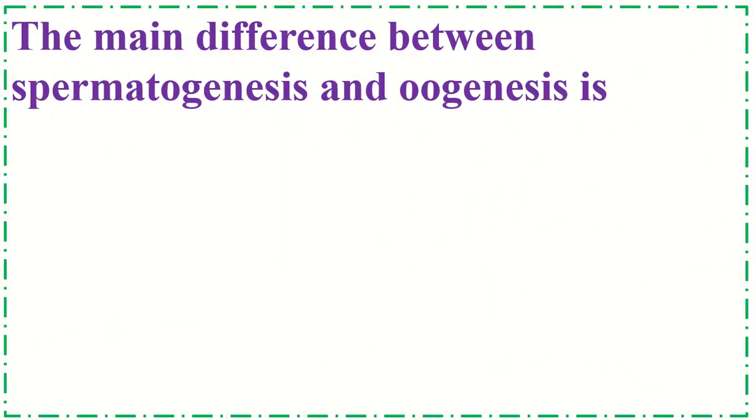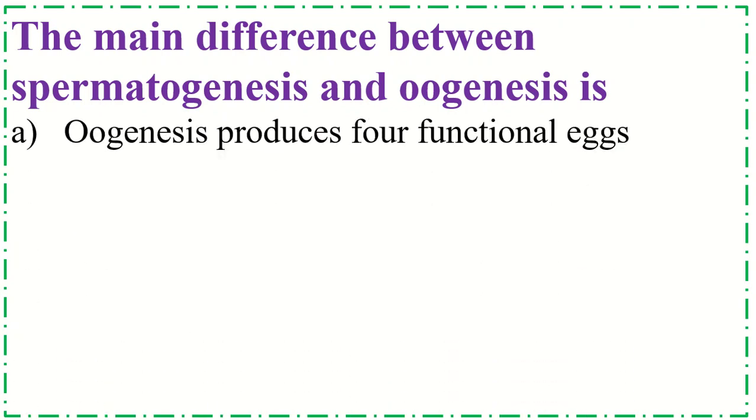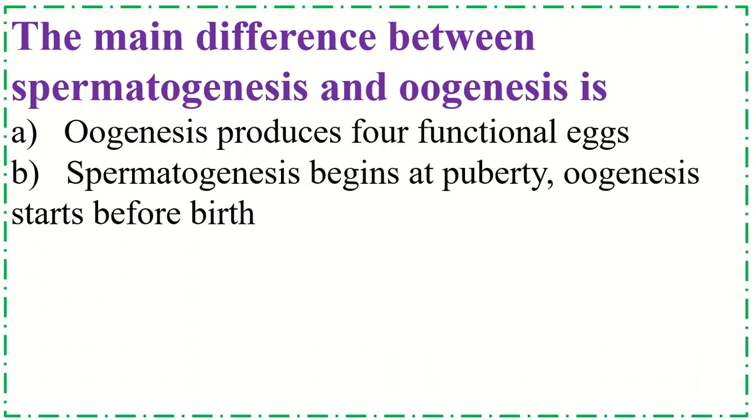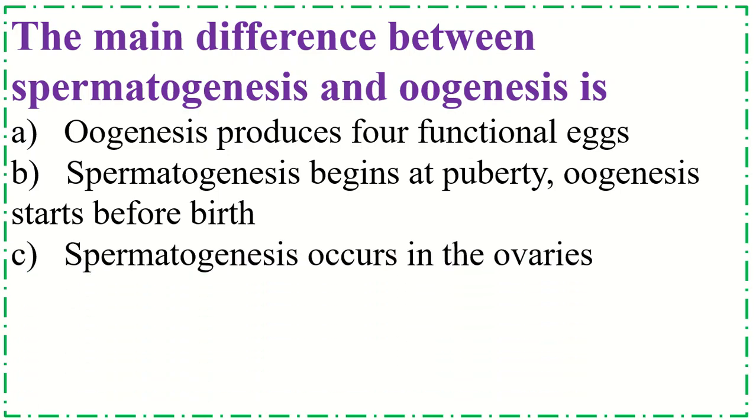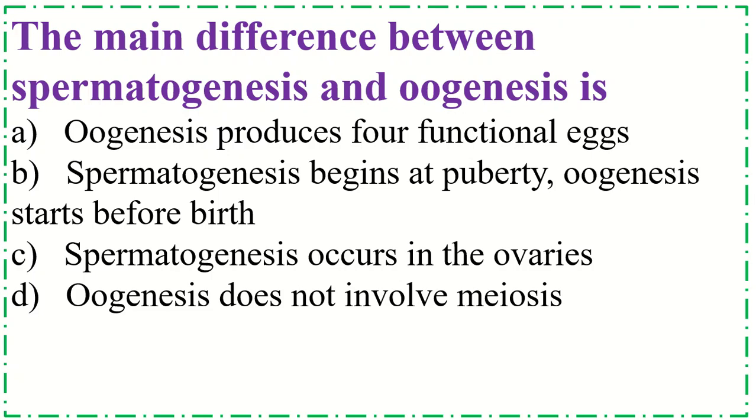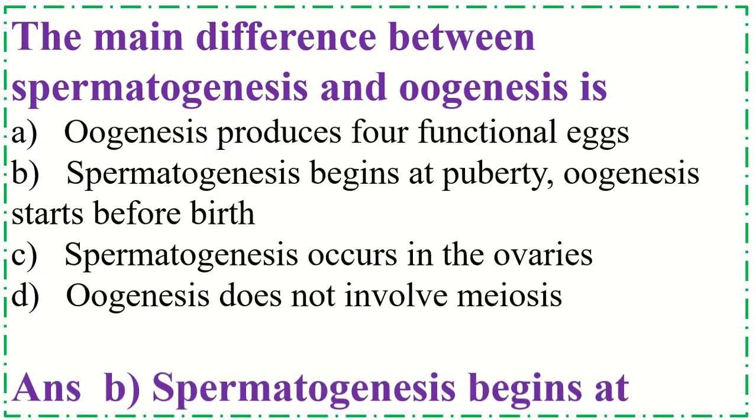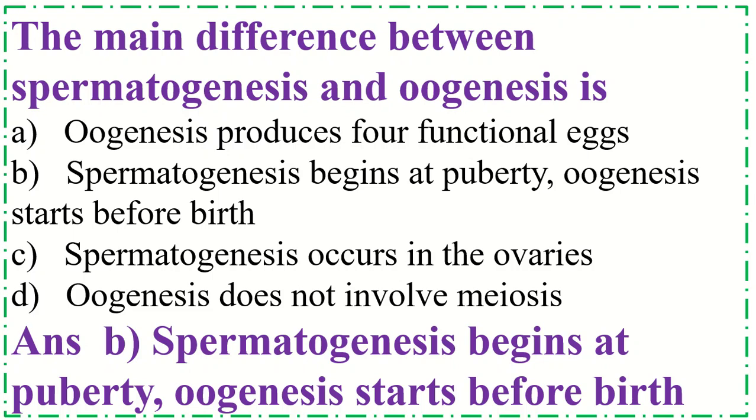What is the main difference between spermatogenesis and oogenesis? Option A, oogenesis produces 4 functional eggs. B, spermatogenesis begins at puberty, oogenesis starts from birth. Option C, spermatogenesis occurs in the ovaries. D, oogenesis does not involve meiosis. Correct option is B, spermatogenesis begins at puberty.